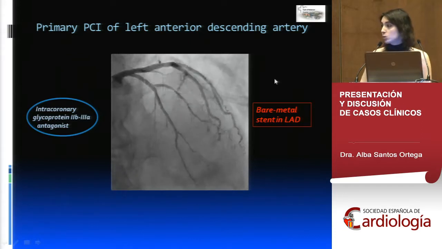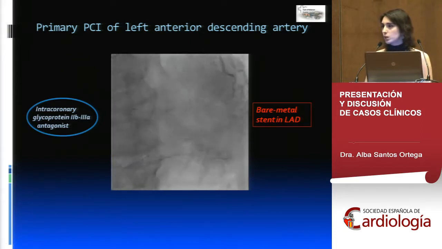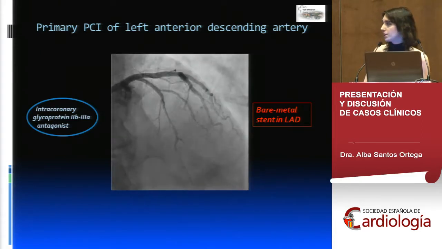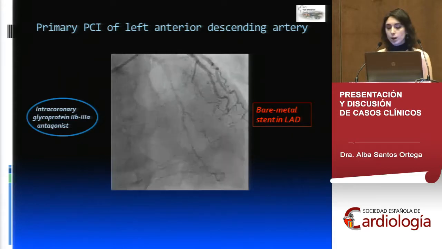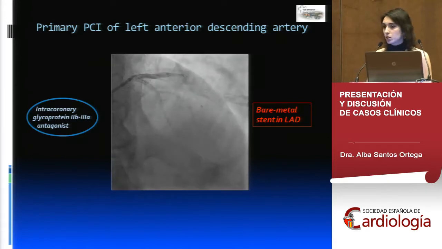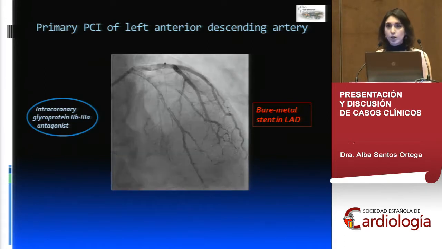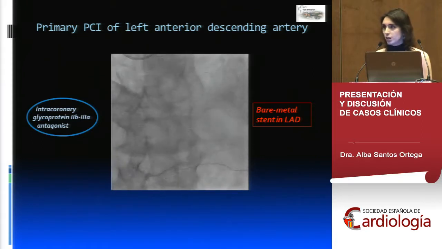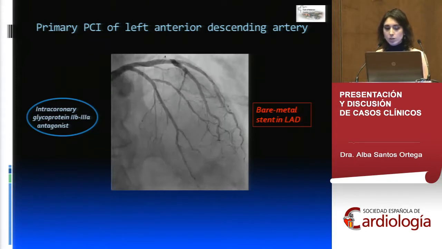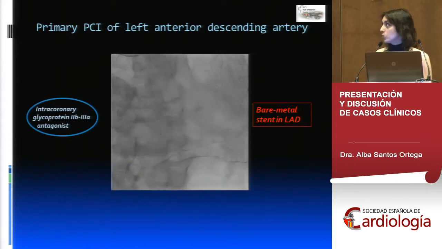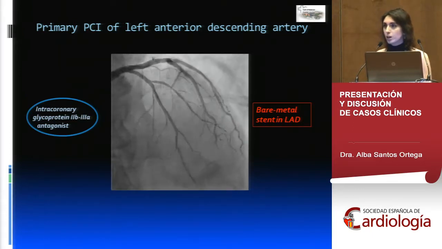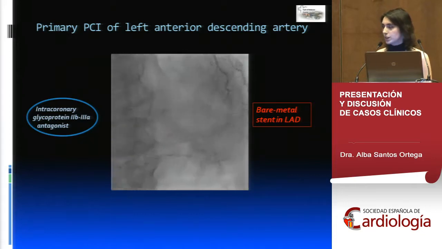The patient was pre-treated with a loading dose of clopidogrel, 600 milligrams, as well as 300 milligrams of aspirin, and we added a total of 10,000 international units of unfractionated heparin. A primary percutaneous coronary intervention was conducted at this level. We did a mechanical thrombectomy, which was effective. We administered intracoronary abciximab, and finally we implanted a bare metal stent at this level.